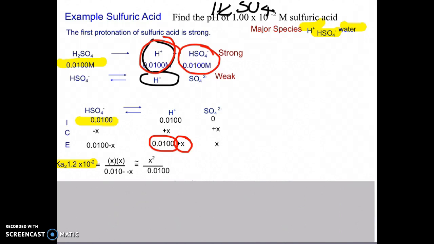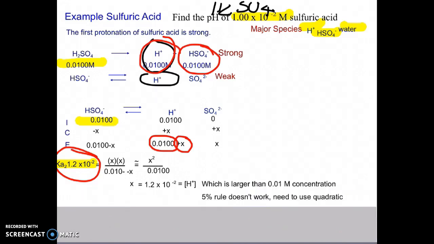Now, in all of the videos that I've been giving you, we've been talking about how you can ignore X. However, this is a place where you should be cautious. The reason you need to be cautious is that look at this initial concentration of 1.0 times 10 to the negative 2, which is the same as 0.010. Look at this Ka value right here. The Ka value is very close to the concentration of the acid that you have. So what happens is that you can't say that you can ignore X.